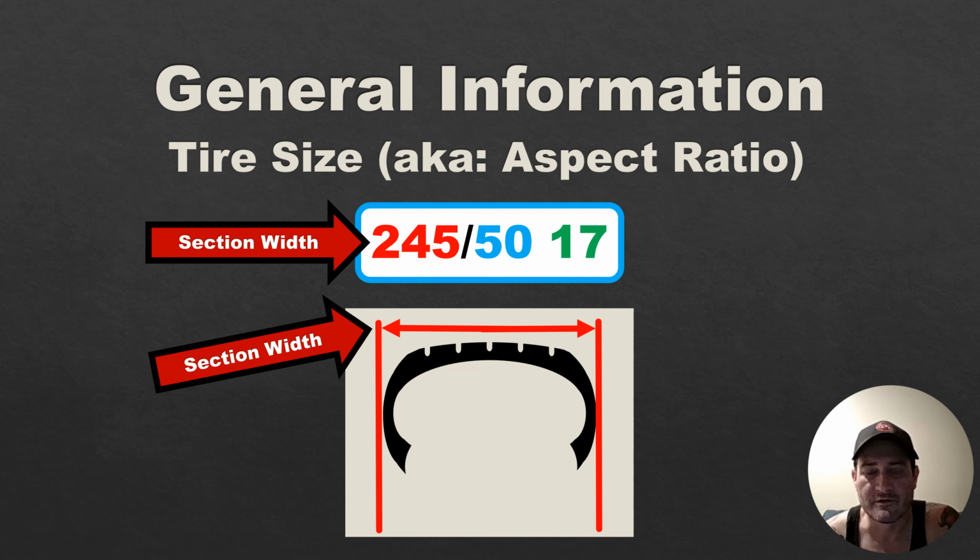So if we were to look at a cutaway of a tire and talk about the section width, this is kind of what we're dealing with. It's measuring the outermost portion of the inner sidewall versus the outer sidewall. How far away from each other are they? And in this example, they're 245 millimeters apart. So our tire is 245 millimeters wide.